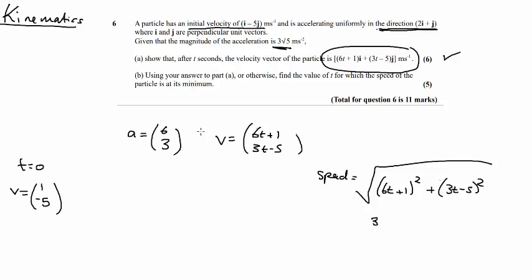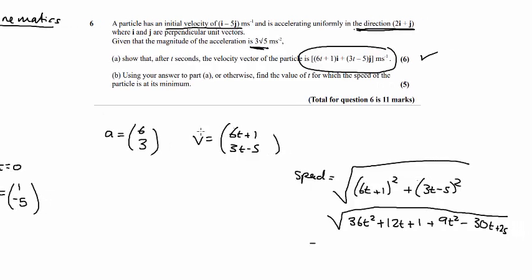So this one will give me 36t squared plus 12t plus 1, plus I'll get 9t squared minus 30t plus 25, all square rooted. Let me make sure I don't make some stupid error on this one. I should probably give myself a little bit of space. Okay, so if I add that together, I get 45t squared minus 18t plus 26, all square rooted.